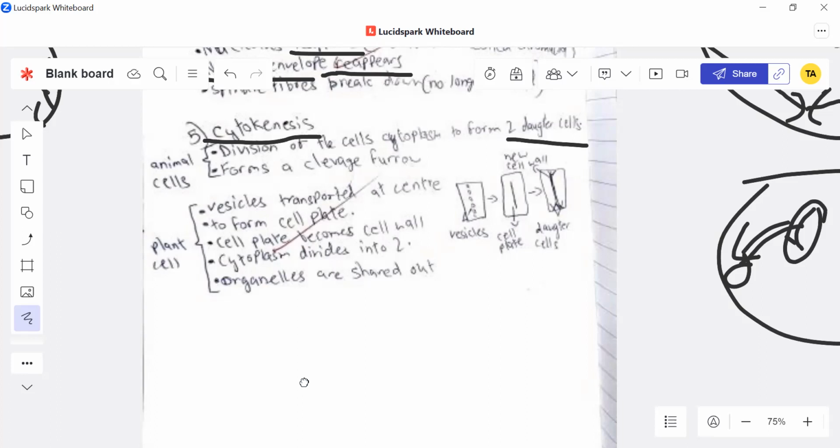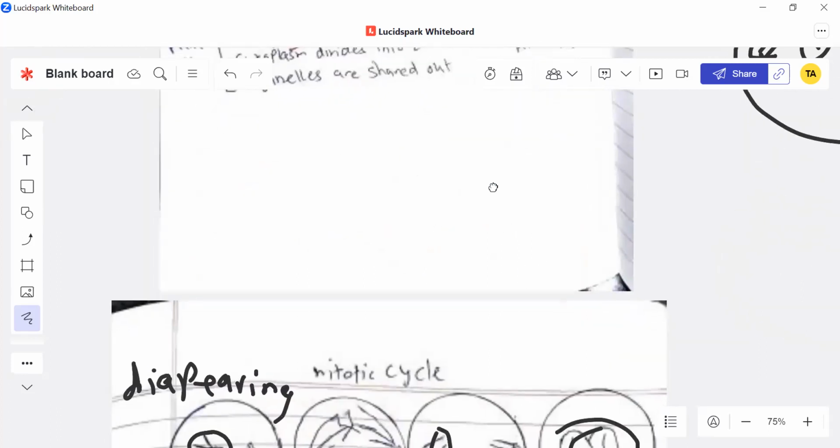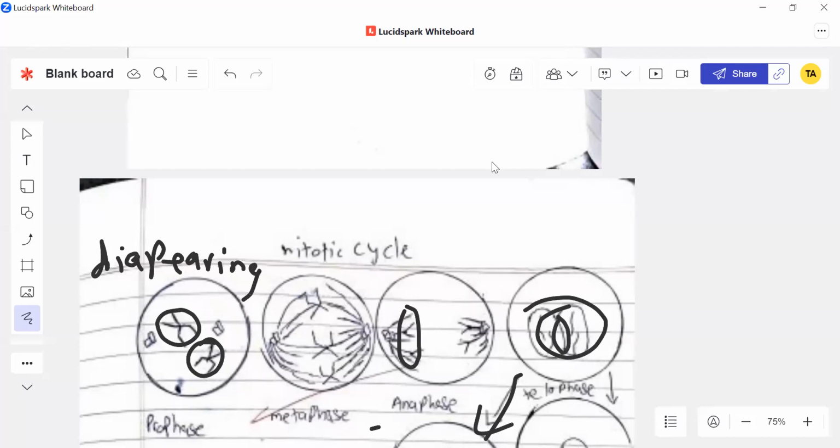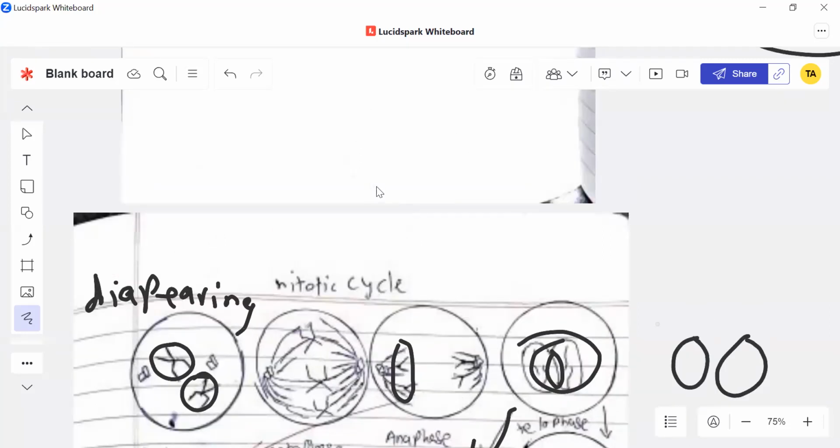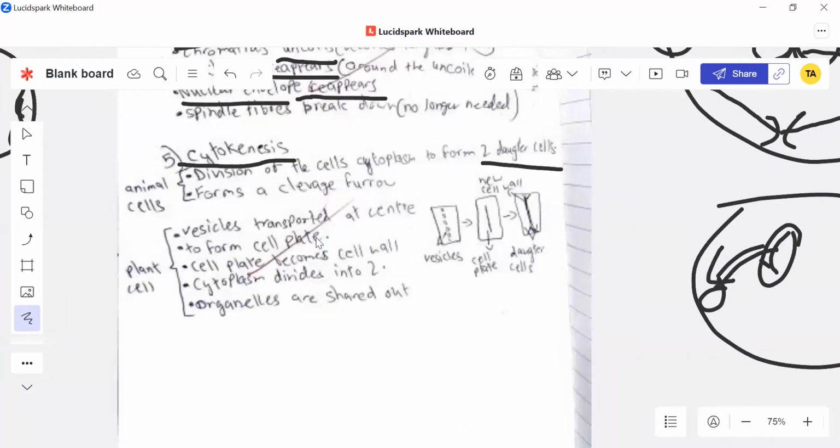Now, this is the part where you start to form this division, right? This part where you start to separate the chromosomes. The cytoplasm is called cleavage furrow. So cleavage furrow is the part where you will form this line where they'll separate. So cytoplasm would start to separate. Now, this was my cell division in animal cells.